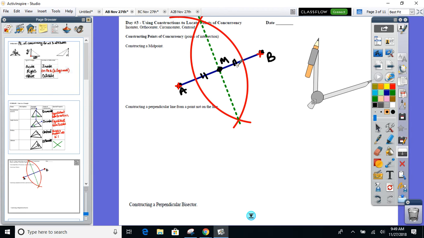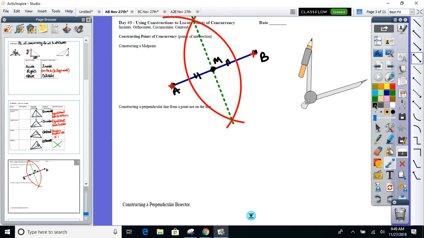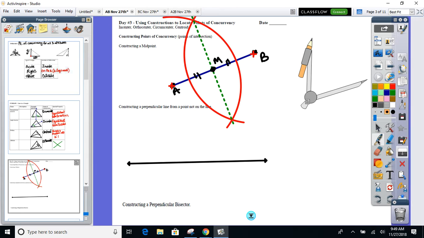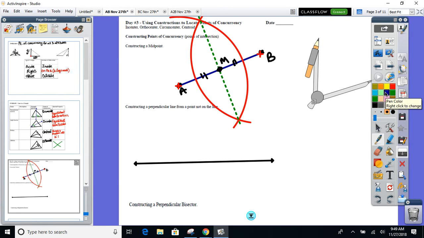A perpendicular line from a point not on the line. Everyone draw a line for me. Put some arrows on it. And draw a point somewhere off the line. Doesn't matter where. I need a line perpendicular to the one you drew, but it's got to go through the point you have.